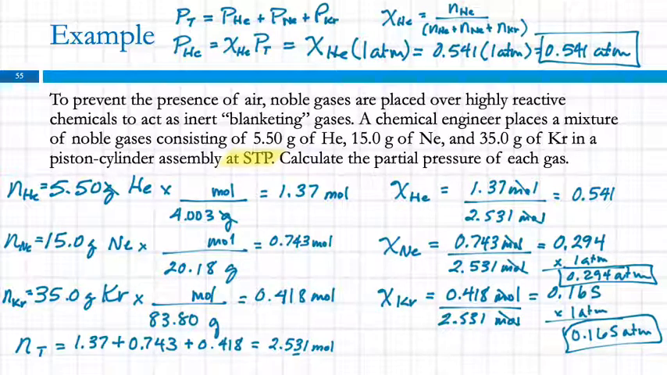Any questions? Yeah. Pardon me? If it says STP, then the pressure would be 1 atmosphere. And if it isn't, they have to tell you what it is. Because you can't calculate the partial pressures without knowing what the total pressure is. Any other questions?